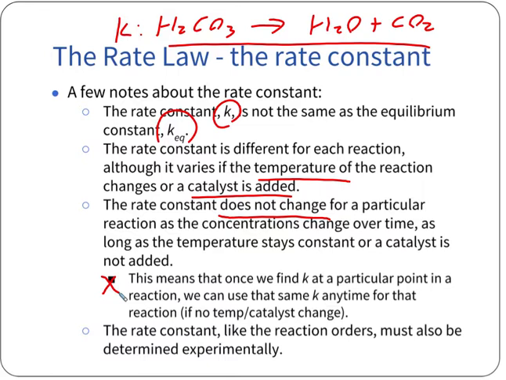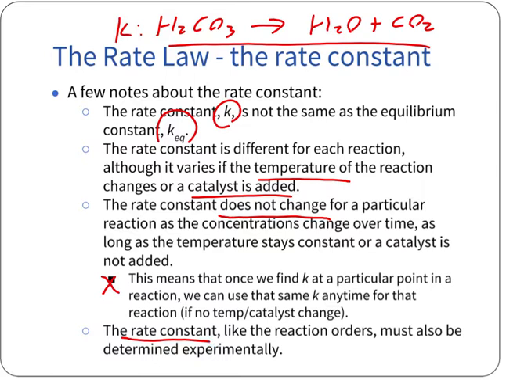The rate constant, like the rate law, does have to be determined experimentally. There's no way to figure it out from the coefficients or the bonds or the bond energies or anything like that. You just have to do an experiment. Now, okay, so you want us to do experiments here.